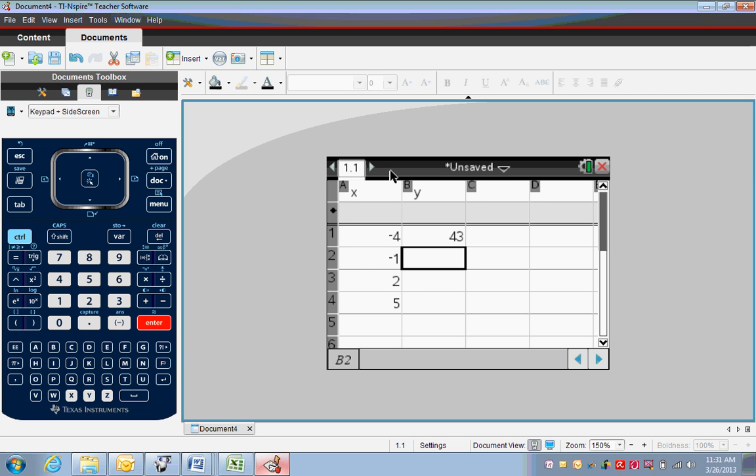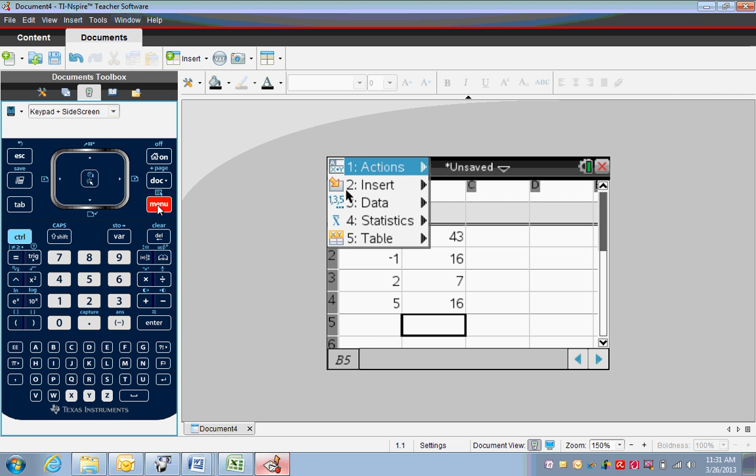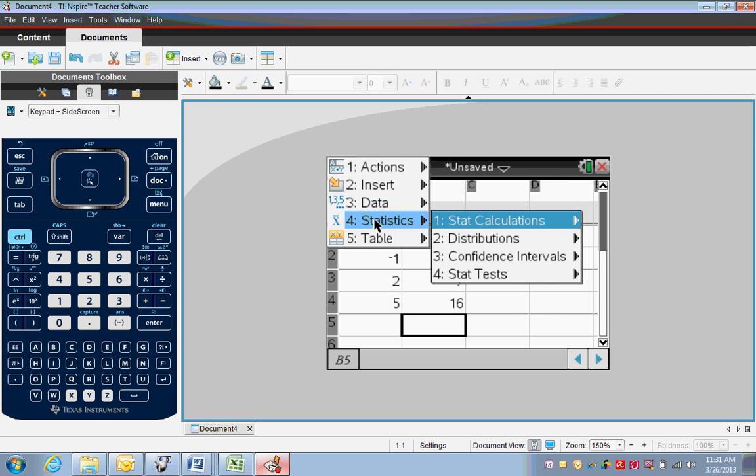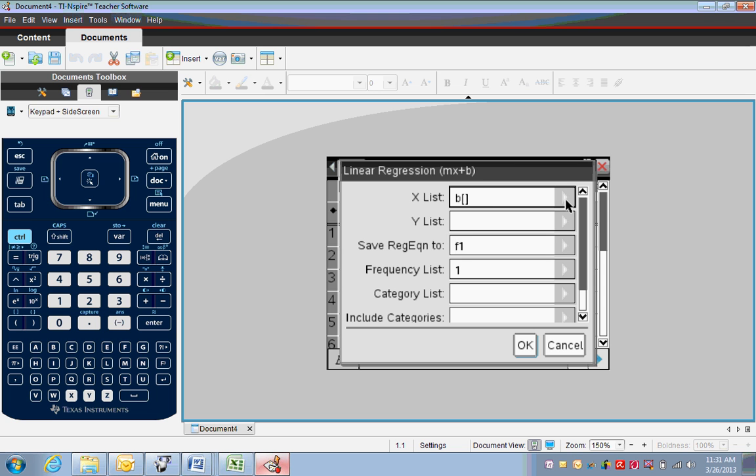My y values are 43, 16, 7, and 16. And we have to remember that our second differences were the same this time. So we're looking for a quadratic regression. I get there by hitting Menu, Statistics, Stat Calculations. I go to my X list and I hit X. I go to my Y list and I select Y.